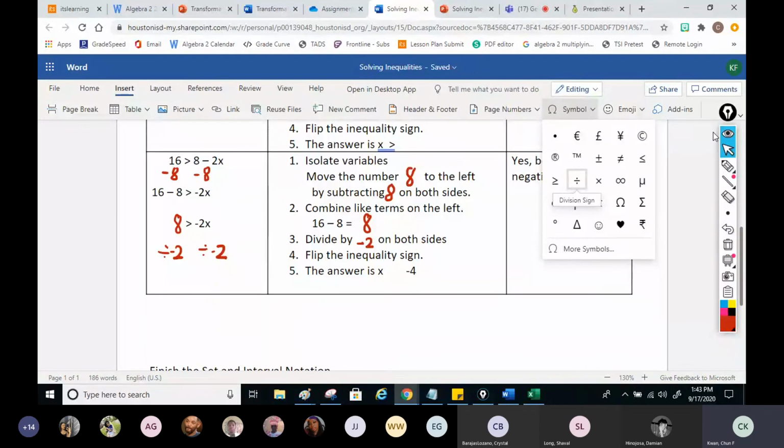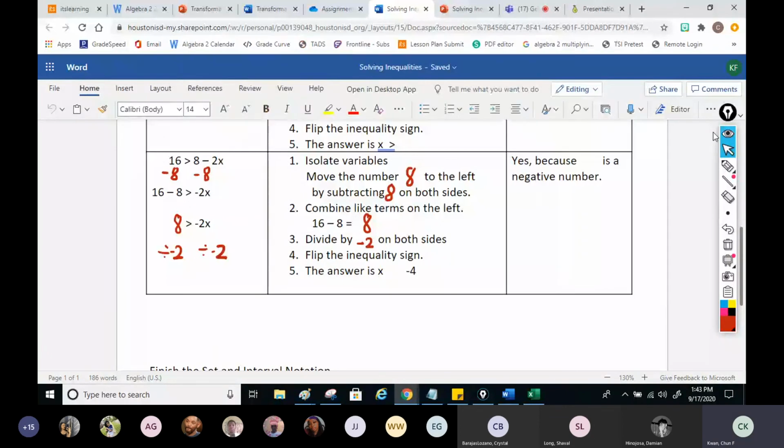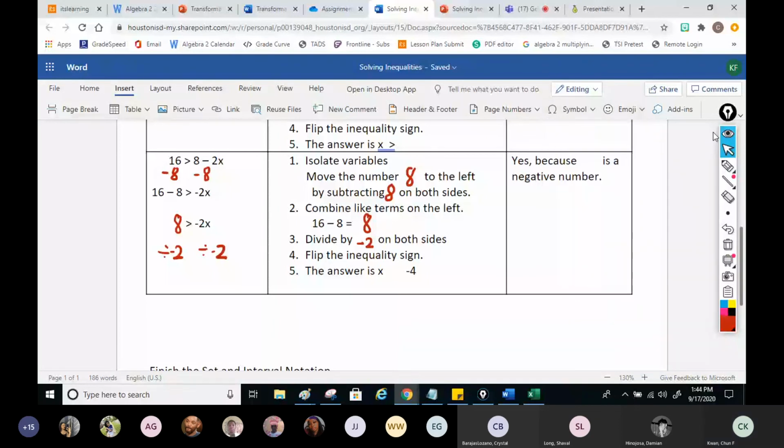So the division sign is right here. You click that, you'll get your division sign. Okay, so once again, what is that? So you click insert, and then you go to symbol, and then you can pick your division sign. You also have infinity sign, less than or equal to. You know, you got everything right here.